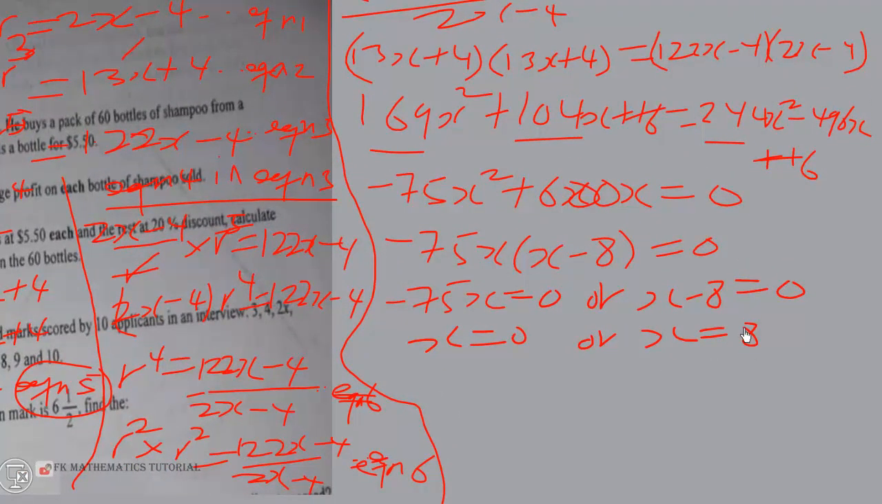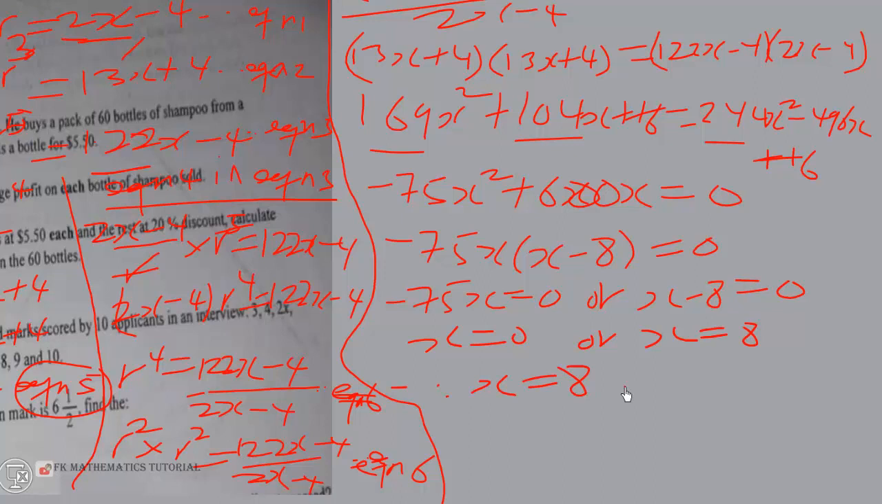Now when you put x equals 0 in this, we will get AR equal negative 4. And when you put x equals 0 in this, we also get AR exponent 5 equal negative 4, which is not valid for a geometric progression. So we will discard x equal 0. Therefore, we have x to be equal to 8.